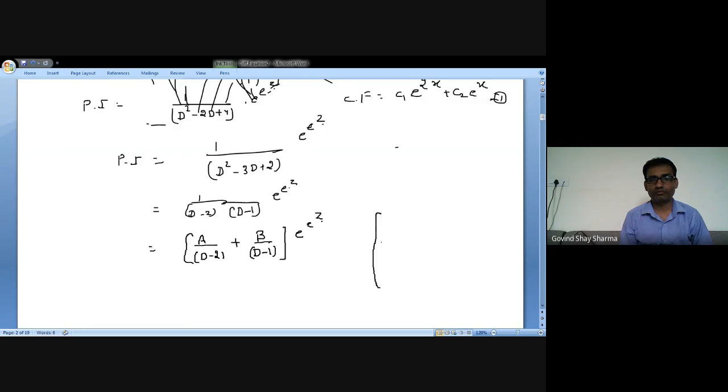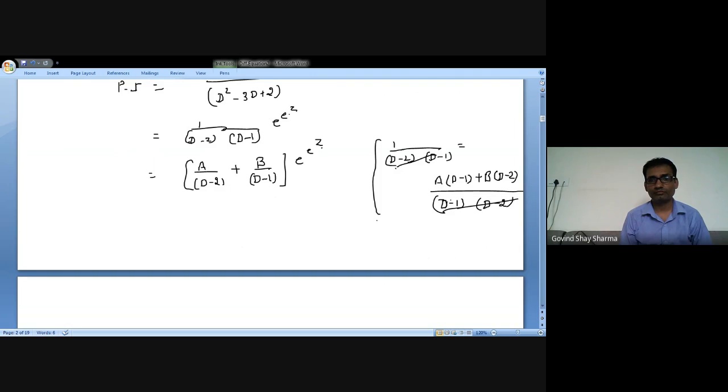Here we find the value of A and B. 1 upon (D minus 1)(D minus 2) is equal to A upon (D minus 1) plus B upon (D minus 2). Multiplying through by (D minus 1)(D minus 2), the denominators cancel and it becomes 1 is equal to A(D minus 2) plus B(D minus 1).